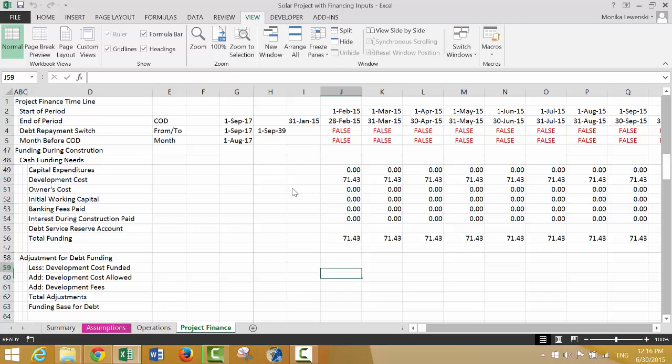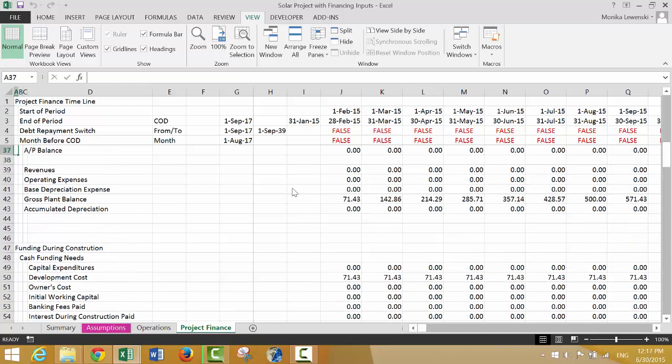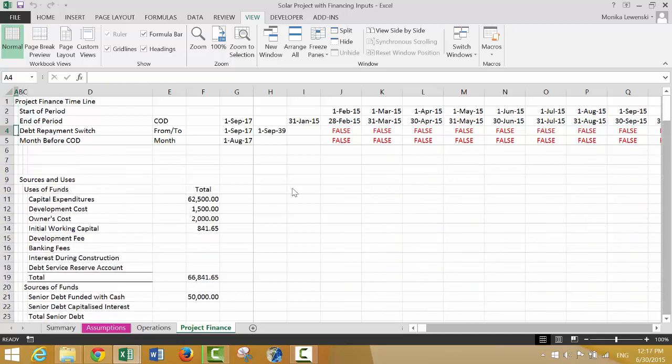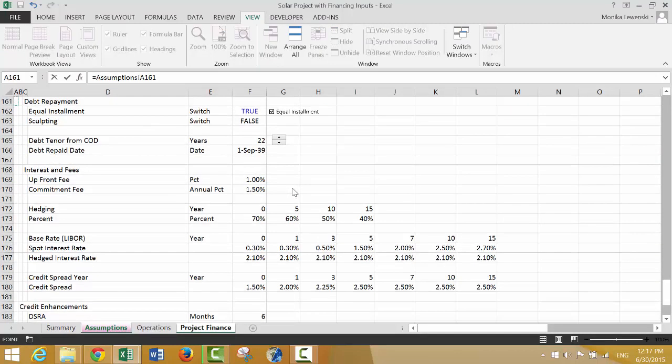Now the next thing is this development cost we funded. The debt is not going to fund that. So why don't you put an equal minus on that? Okay. Now, the other thing we don't really have is the COD switch. We should really have a financial close switch, rather. So let's put close, because that's when the fees are going to be paid and everything else. So let's get this from the assumptions page.